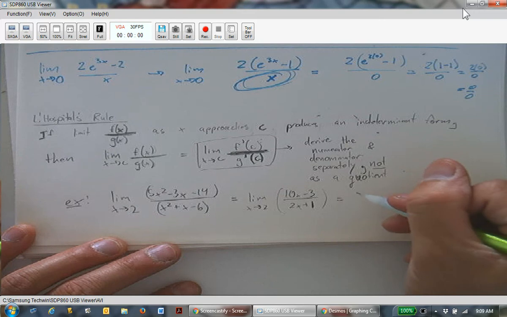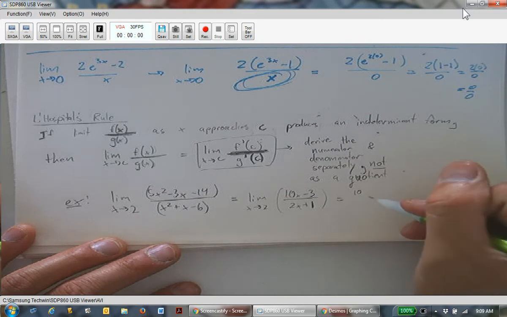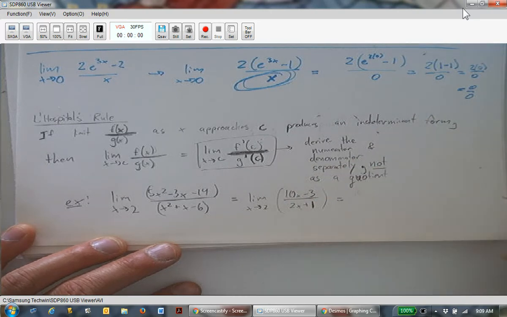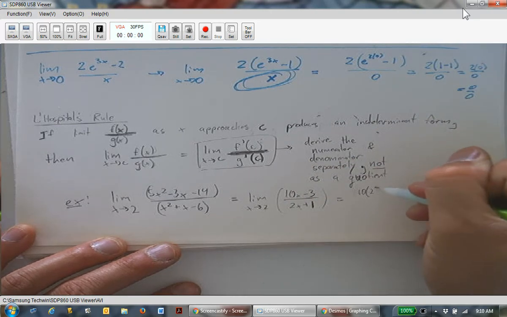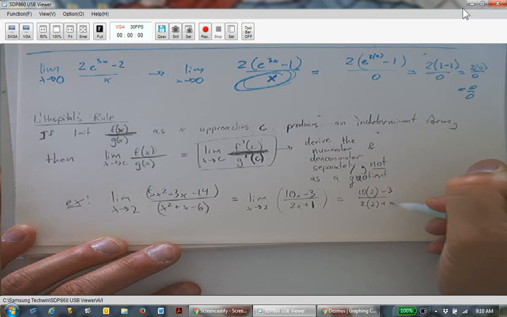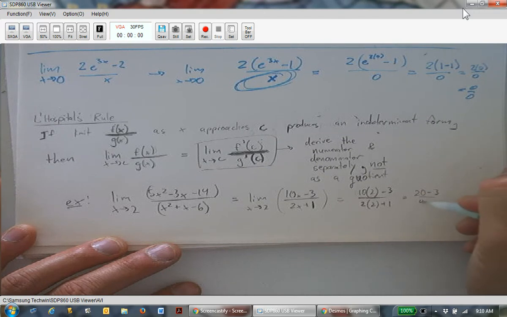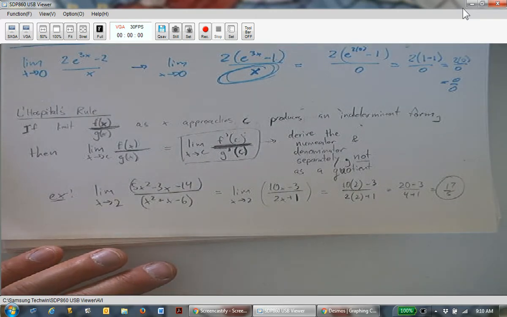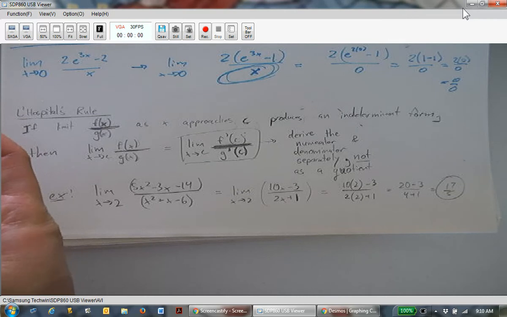Okay, so it's 10 times. Now we have a statement where we can plug in 2 directly. It's 10 times 2 minus 3 over 2 times 2 plus 1. Look at that, 17 over 5. That's what Allie said. Good job, Allie. 17 over 5. Isn't that a much faster way to solve limits that give you indeterminate forms?